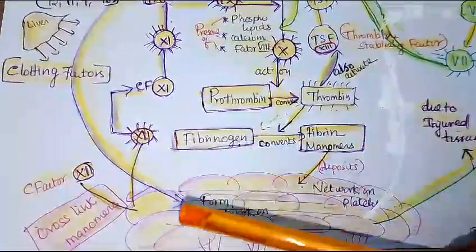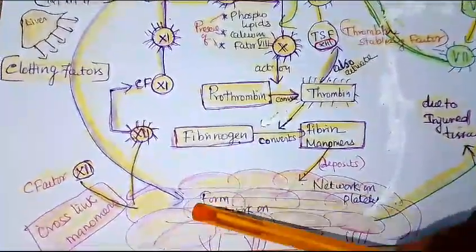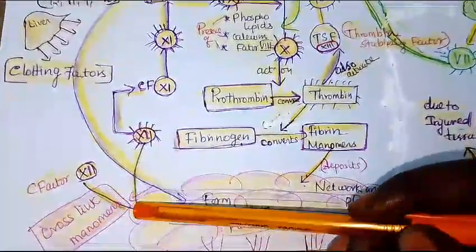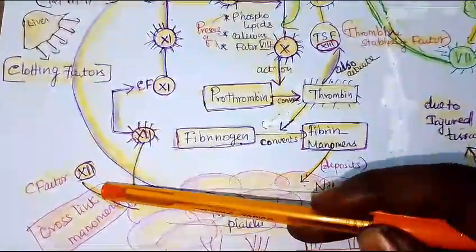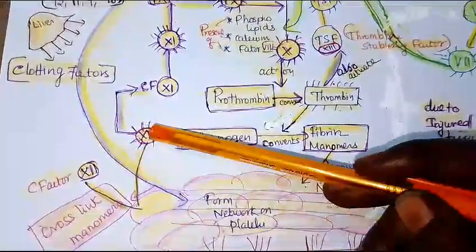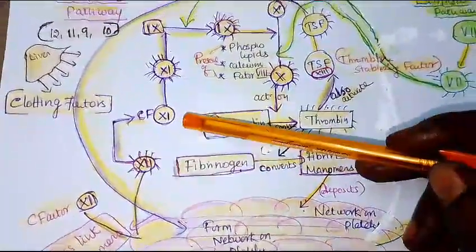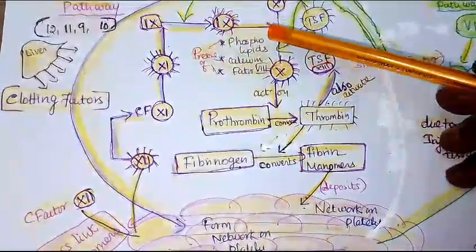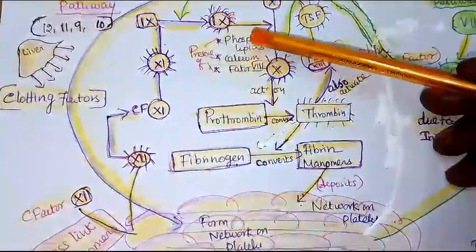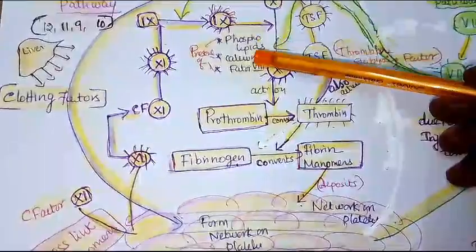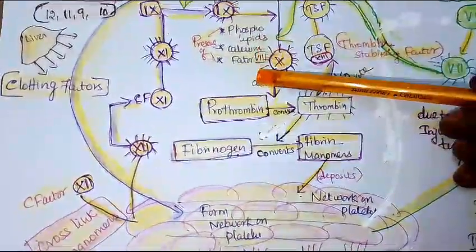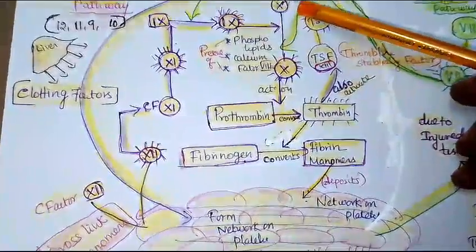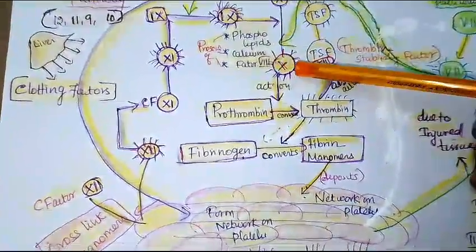So what is happening? Any injured area is enough to immediately stimulate factor number 12. Factor 12 gets activated and activates 11, and 11 activates 9, and 9 activates 10. With the phospholipids and calcium, factor 8 makes factor 10 get activated, and this is the action.